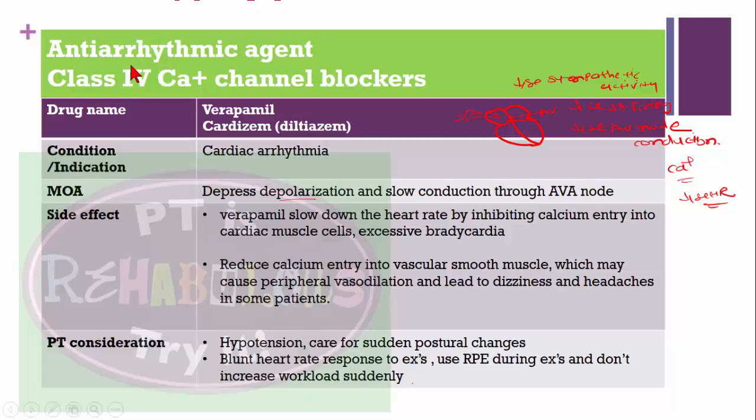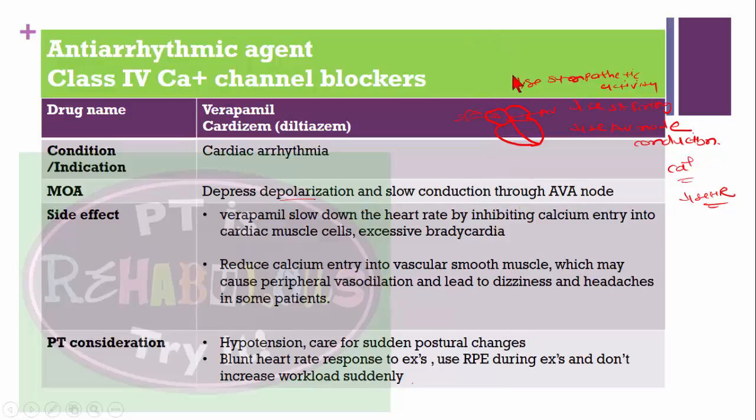Now we are going to see the class 4 anti-arrhythmic agents, the calcium channel blockers. These are verapamil and Cardizem, which is known as diltiazem. Mainly it is used for cardiac arrhythmia. The main mechanism of action is that it depresses depolarization and slows conduction through the AV node.